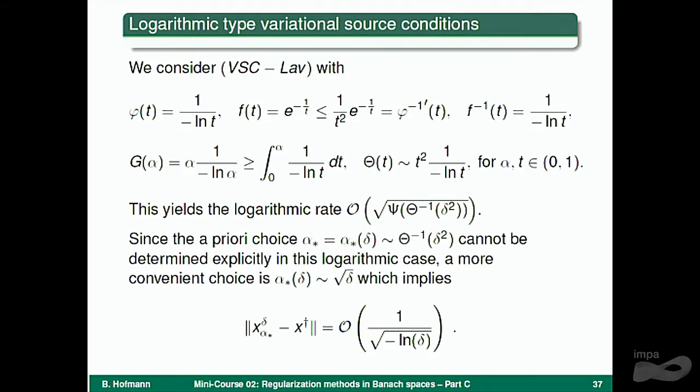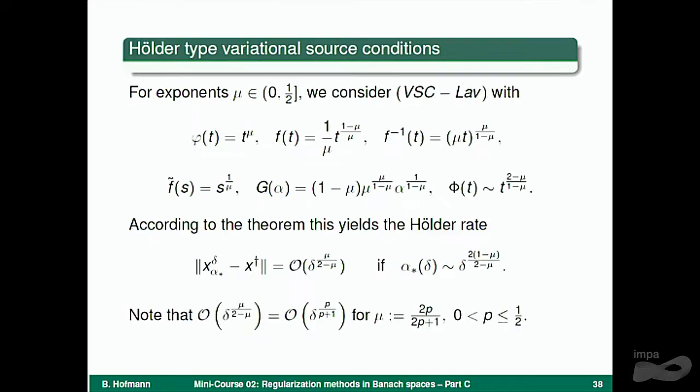Logarithmic type can be verified here in that way. And you see from a logarithmic assumption, you get a logarithmic rate. And in the Hölder type, from a Hölder type assumption, you get a Hölder rate. Again, not optimal, but in that way.